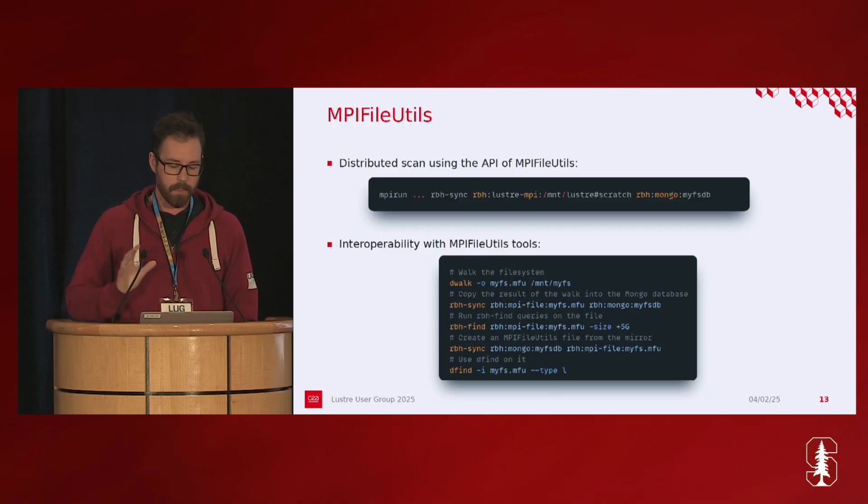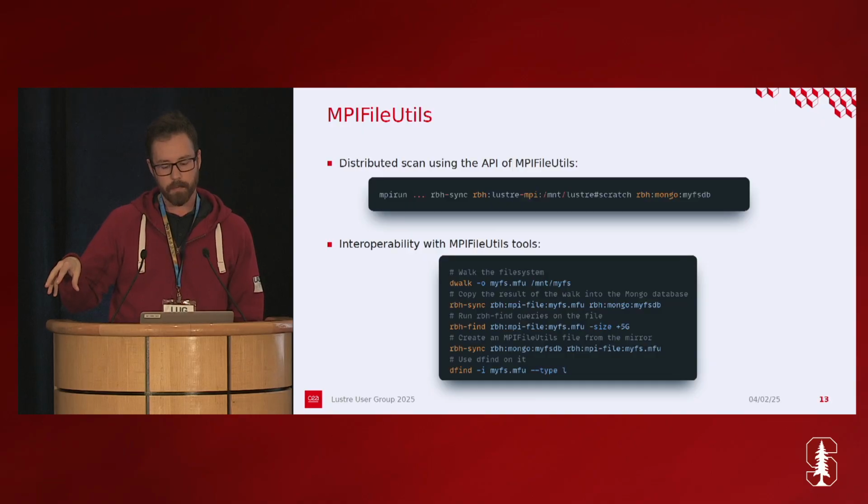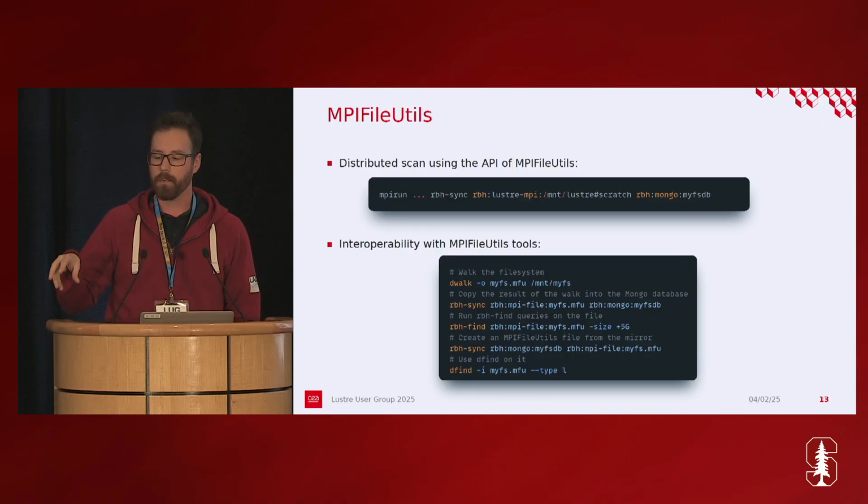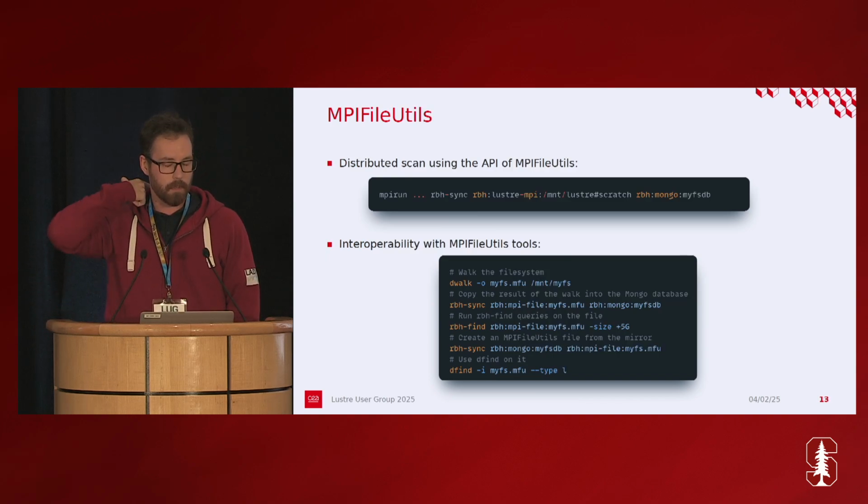One of the limitations of this is that the file type doesn't support all of the features of Robinhood. So for instance, you don't have the HSM states in those files, so you cannot use the HSM filters of RBH find.